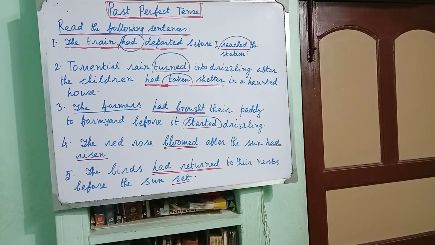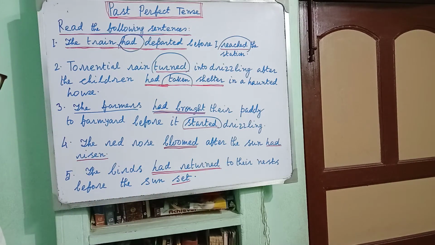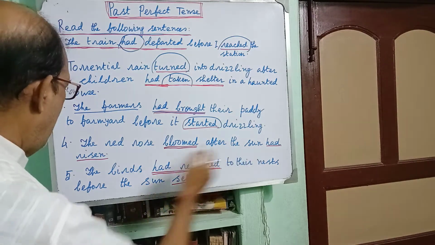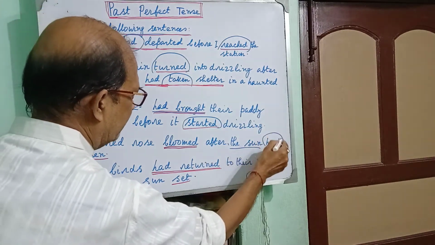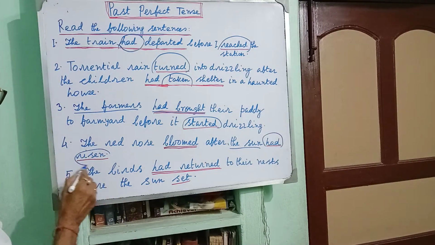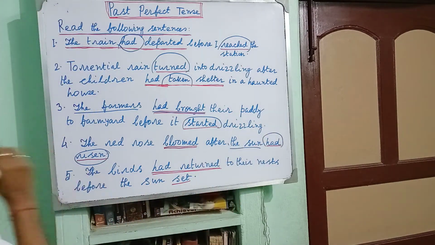There is nothing difficult in it. There is no problem in it. There is no trouble in it. Now come to the fourth sentence. The red rose bloomed after the sun had risen. Which has taken place earlier? The sun had risen. So sun is the subject, had is the auxiliary verb, and the principal verb is rising. Subject plus had plus rising.